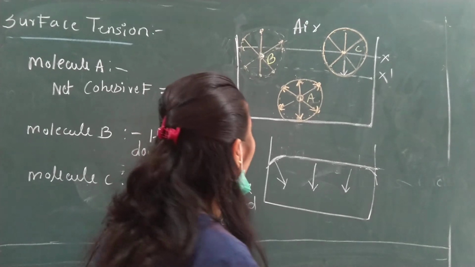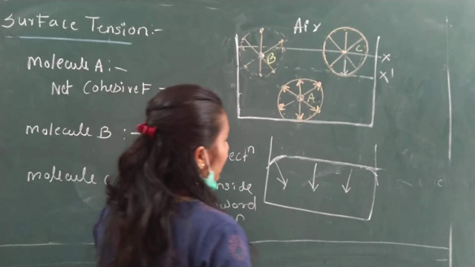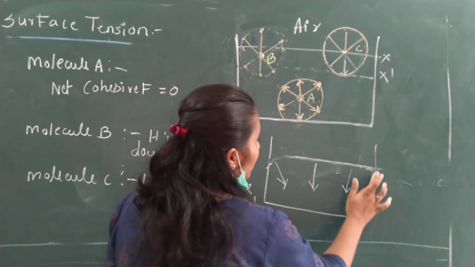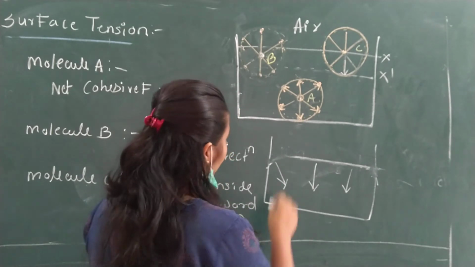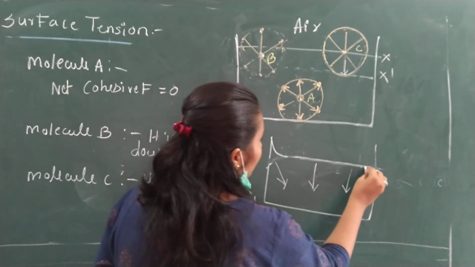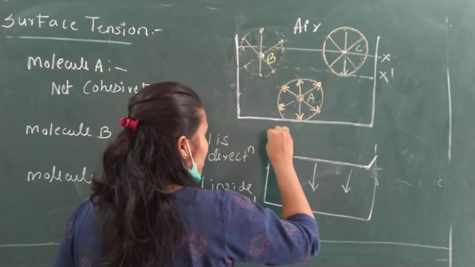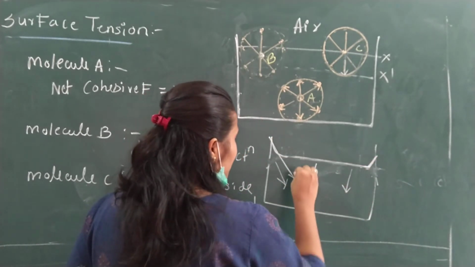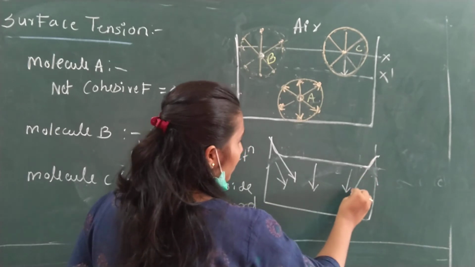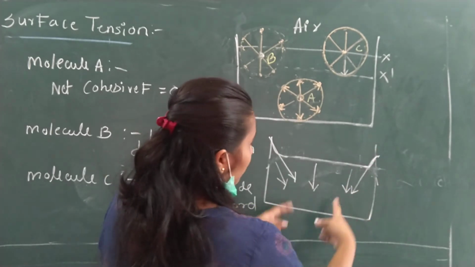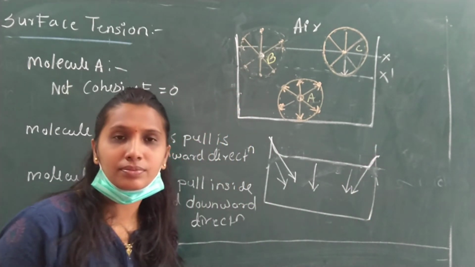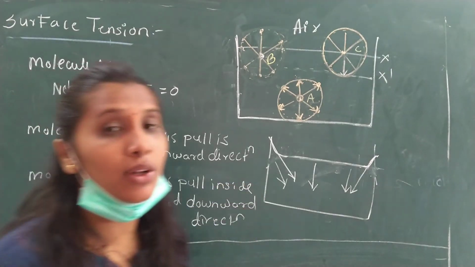And always remember, surface tension force acts tangentially. If I say this is water filled in a beaker, so this is a water meniscus that I have drawn. The surface tension always acts tangentially to the surface of a liquid. This is how it is. So this is what we have about the molecular theory.